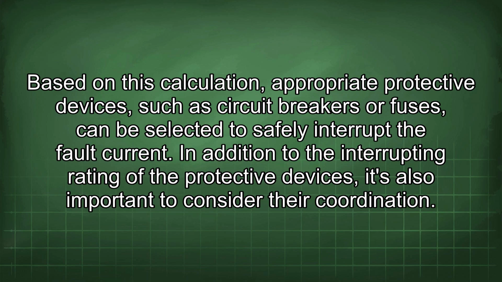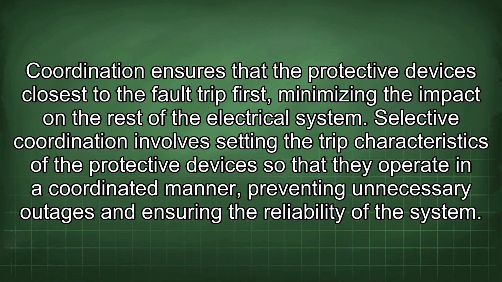In addition to the interrupting rating of the protective devices, it's also important to consider their coordination. Coordination ensures that the protective device closest to the fault trips first, minimizing the impact on the rest of the electrical system. Selective coordination involves setting the trip characteristics of the protective devices so that they operate in a coordinated manner, preventing unnecessary outages and ensuring the reliability of the system.